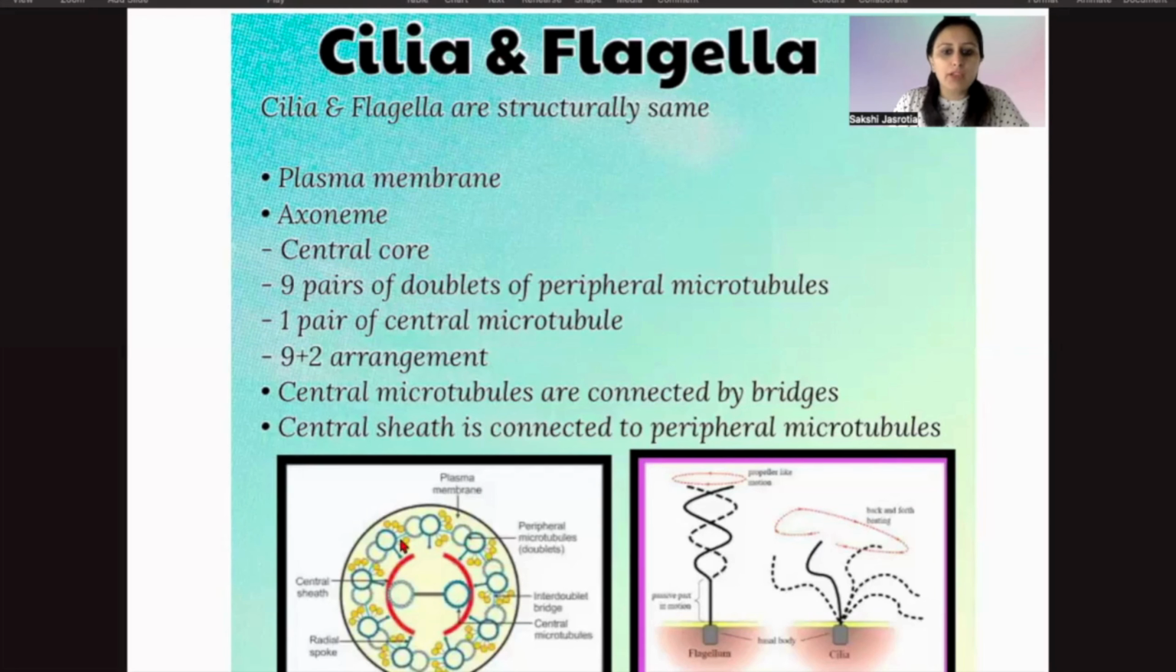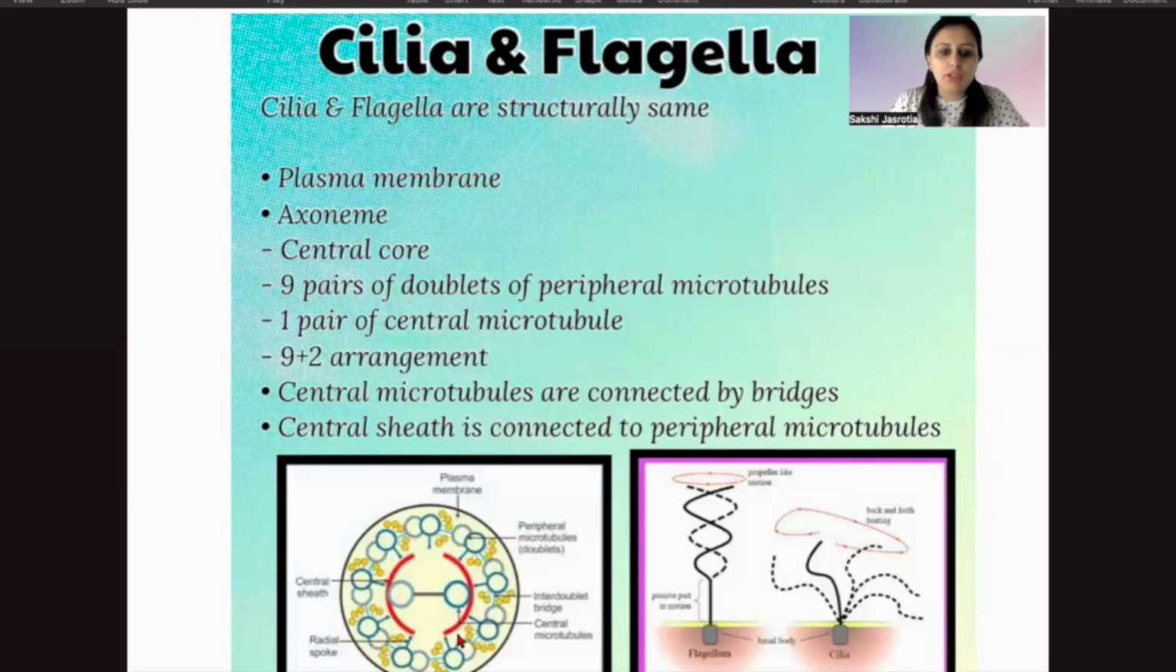Now central microtubules are connected by a bridge, this one, which is clearly visible. These two microtubules are connected by a bridge. This is the cross section of a flagella. If you take a hair-like structure and then you cut it like this, then this image that you can see here, this is observed. And the central sheath is connected to the peripheral microtubule.